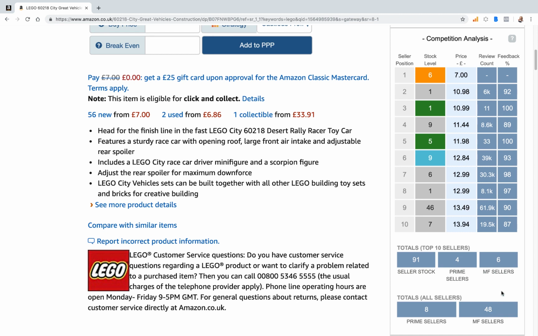So the competition analysis is an amazing piece of information right there on your Amazon page, telling you exactly what your competition is, what their stock levels are, what their prices are, what their reviews are like, and how many they've got. It's all the information you need to analyse your competition right there on the Amazon page.